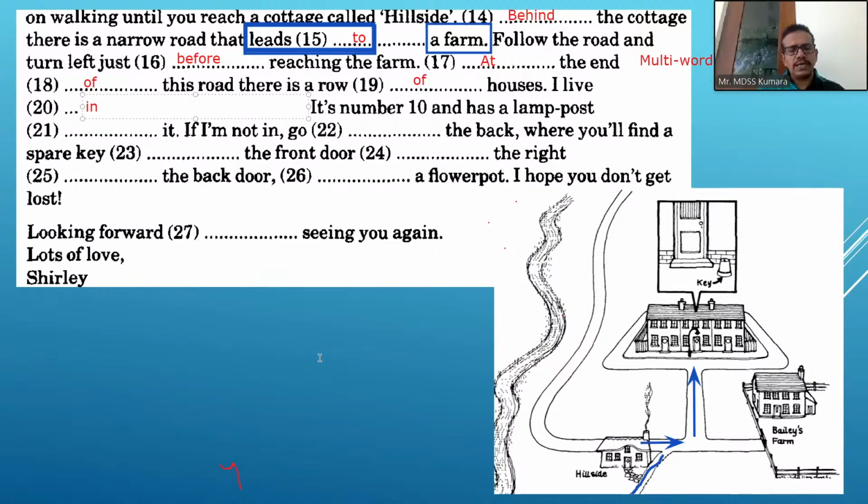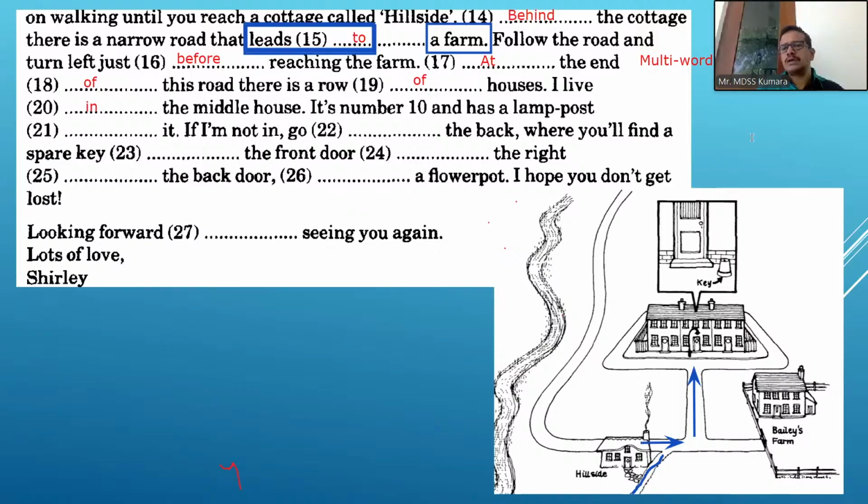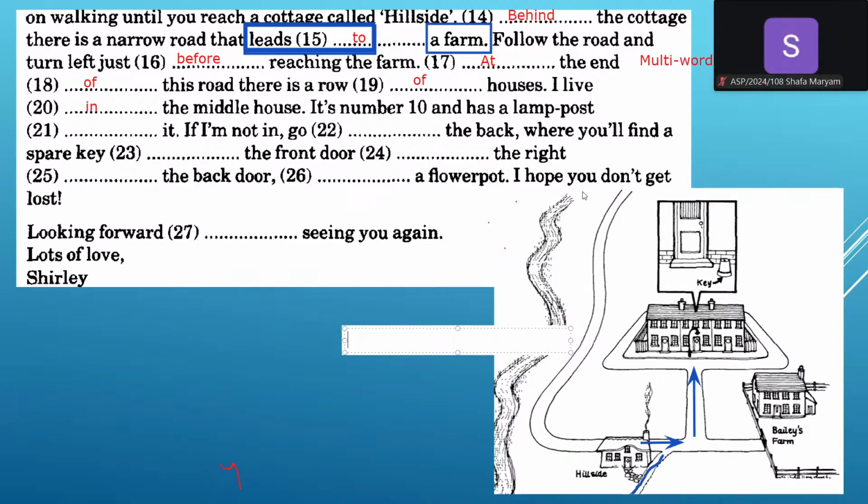So do you have another lecture now? No, sir. What about ASP students? ASP students, do you have another lecture now? Physical science students? No, sir. Okay. So then, yeah, we'll finish this off.